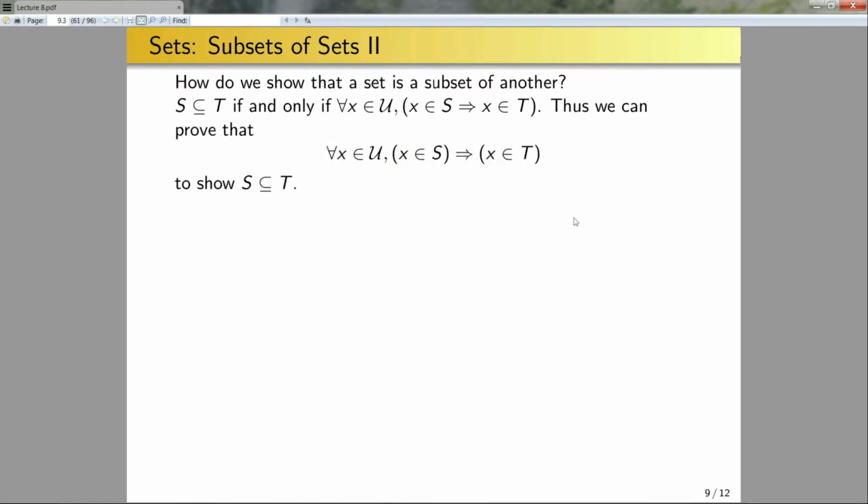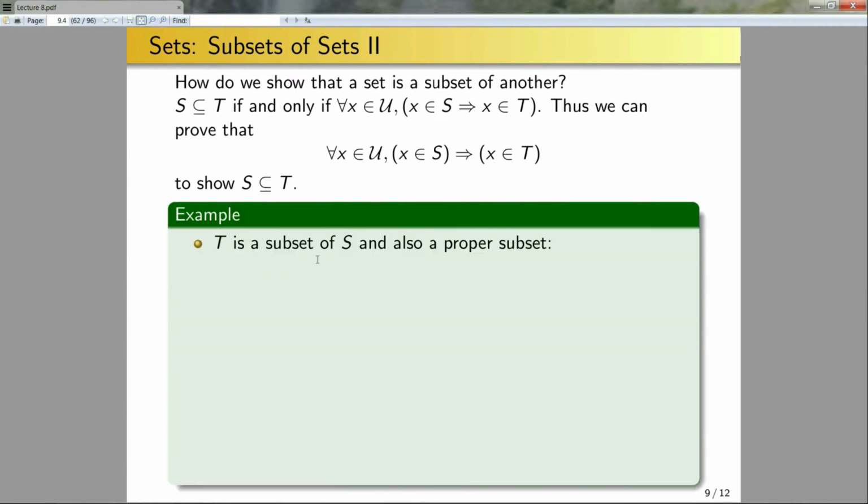So now you can use pretty much any of your proof techniques to prove this statement. To be a bit more explicit, generally you won't use induction to prove that one set is a subset of another, but you can use proof by cases, proof by contradiction, proof by contrapositive, and of course proof by deduction. So let's look at an example.